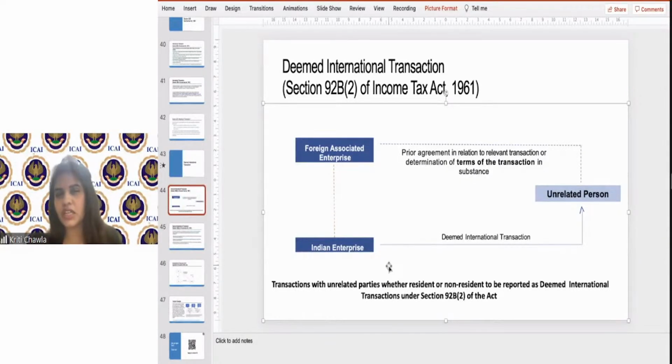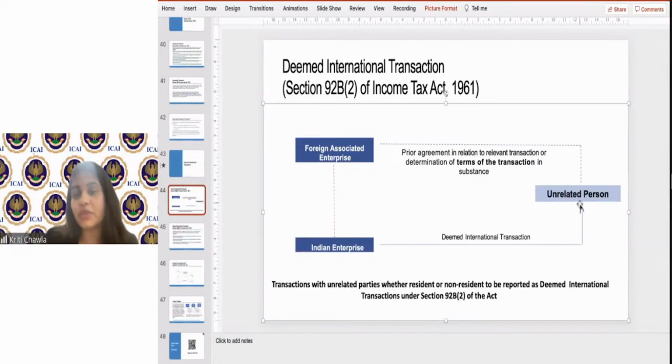But they got confused. They said that, listen, you as an Indian enterprise interact with this unrelated person, and whatever is the price, that will be dictated by the foreign associated enterprise. The price at which the Indian enterprise transacts with this unrelated person will be determined by the foreign associated enterprise. So they said that, we'll just sort of fool the law by having this in place, because in substance, the transaction is happening between us because we are determining the price. But so as to circumvent transfer pricing provisions, we'll just put an unrelated person into place.